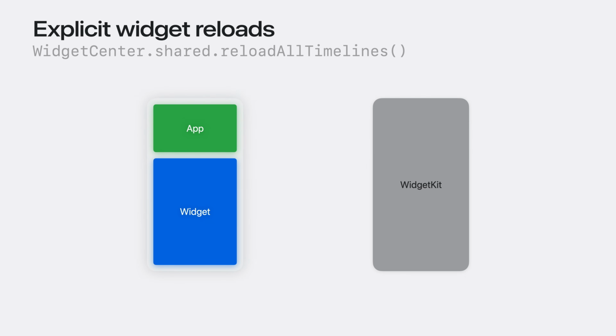The Widget Center API is another option available to apps. Inside an app, if a data change occurs that should be reflected in its widget, Widget Center's Reload All Timelines or Reload Timelines of Kind method can be called. This tells WidgetKit that the widget's content is outdated and needs to be reloaded. WidgetKit then requests a timeline from the widget extension to update the widget.